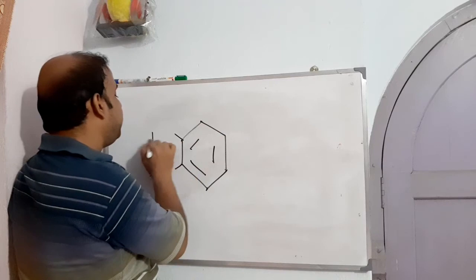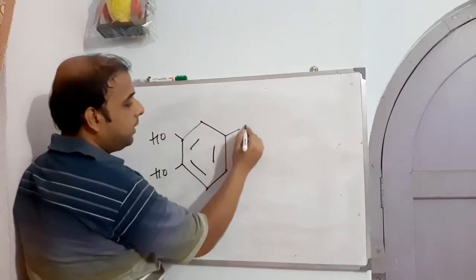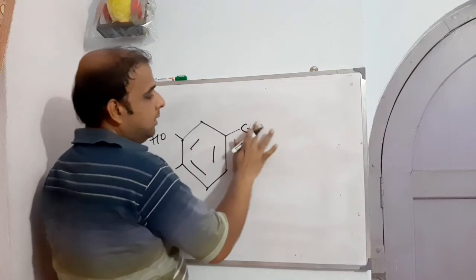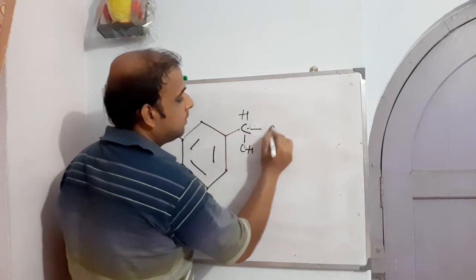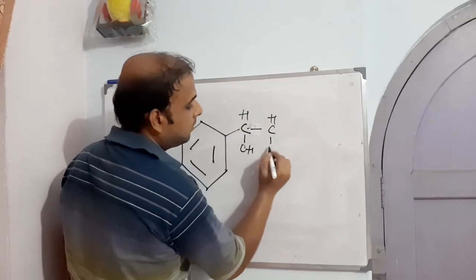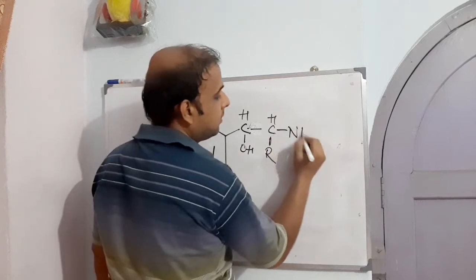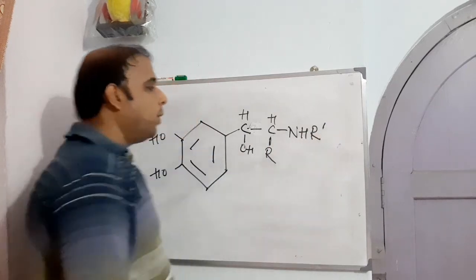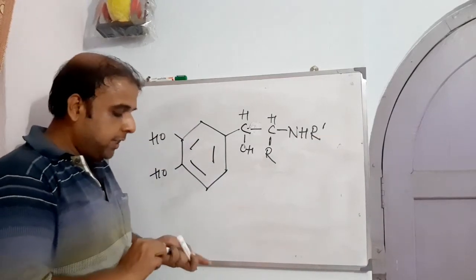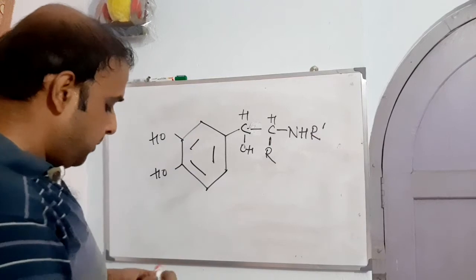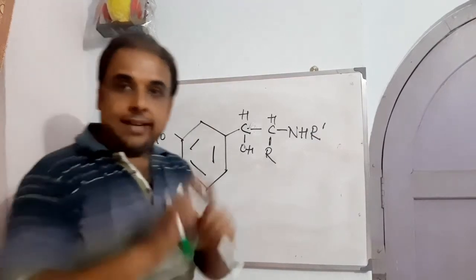So the template will be the primary ligand, which is there in the adrenergic receptor. So this is found to be the template structure of noradrenaline or adrenergic drugs.